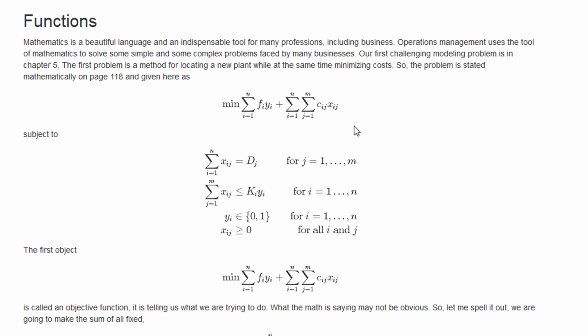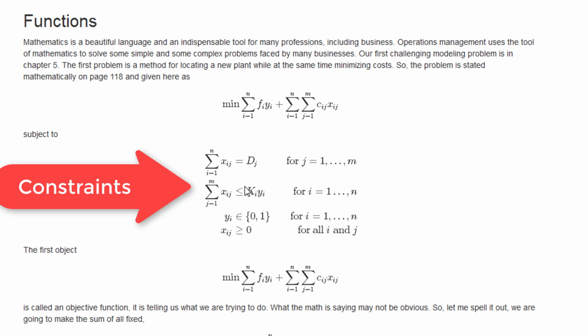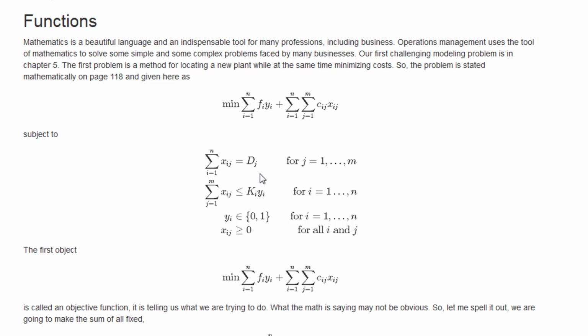So once again, objective function, minimizing costs. That's what this whole phrase says. Minimize fixed costs plus variable costs. These objects down here that follow the subject to phrase are called constraints. And the constraints, I mean, it looks like there are just 4 objects, but there's actually much more here. These expressions, there are m of them. There is one of these expressions for each market j, so from market 1, market 2, market 3, and so on, to market m.